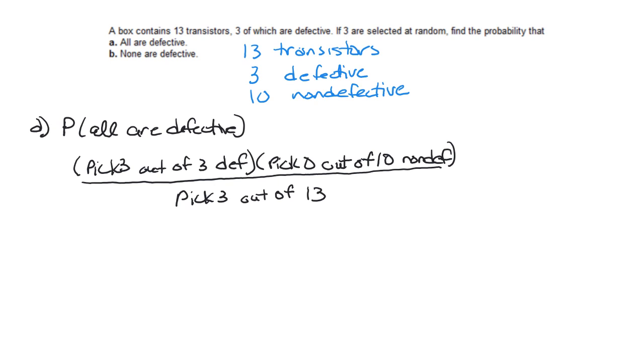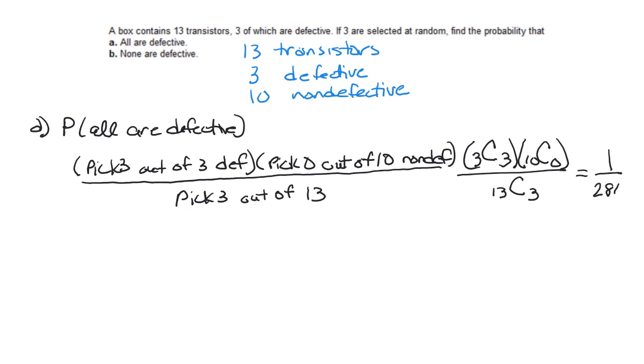So when we work this problem, we're going to have 3 combination 3, times 10 combination 0, divided by 13 combination 3. And the reason why these are combinations is because they're all transistors. Order does not matter in this case. And when you work this out, you should come out with 1 over 286. So sometimes you might get a quirky answer like this or a fraction that you're not sure about. Work that in your calculator twice. Make sure you get the same answer twice.